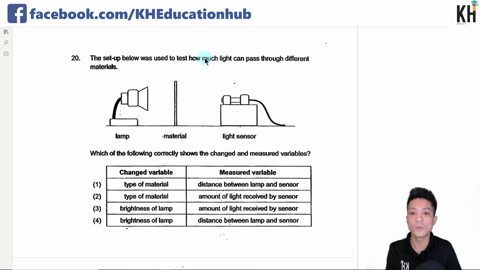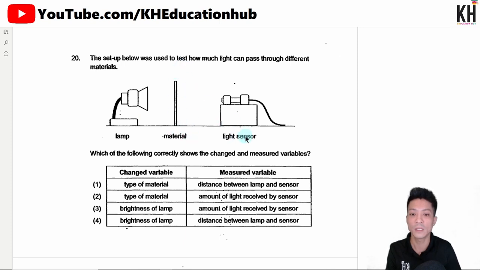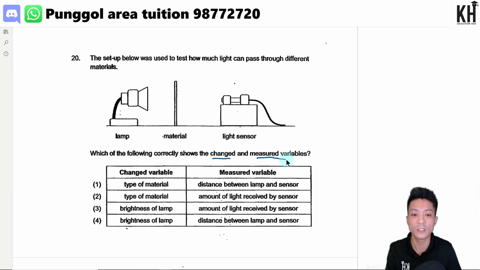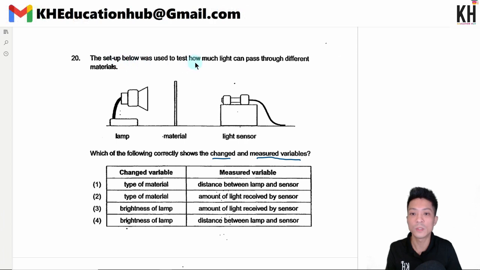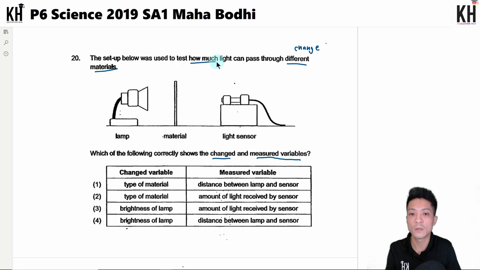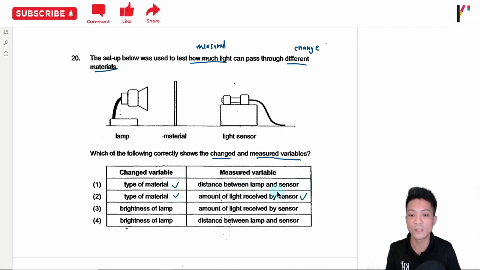Question 20, the setup below was used to test how much light can pass through different materials. So there's a lamp, a material that's blocking it, and a light sensor that measures the amount of light that passed through. Which of the following correctly shows the changed and measured variable? So the changed variable. Let us read, the setup below was used to test how much light can pass through different materials. So different materials will be the change, and how much light will be the measured. So different types of material, and then the amount of light received by the sensor. The answer will be number 2.